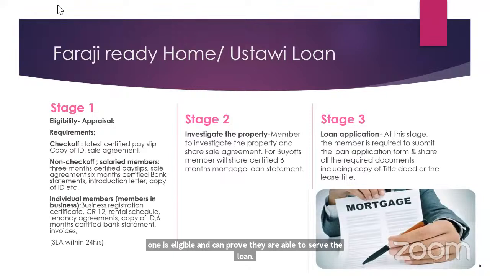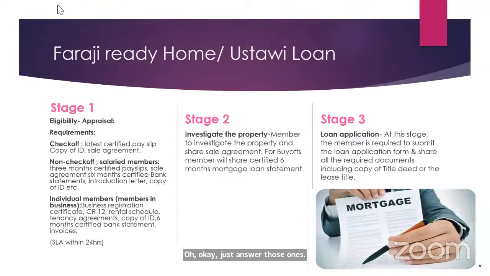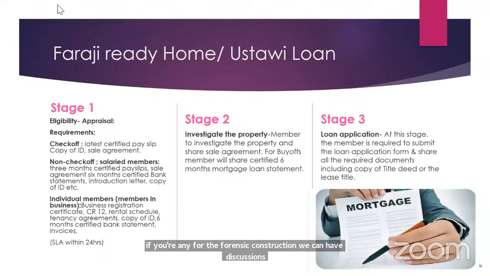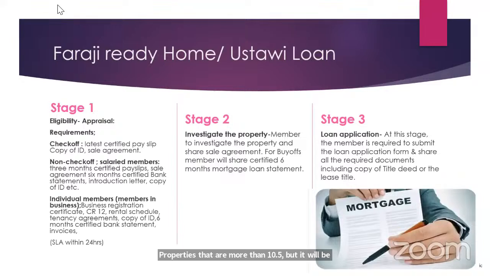Okay, I'll start with the last one. Yes, for the forager construction, we can have discussions for properties that are more than 10.5, but it will be under Ustawi. For now, we don't have Ustawi construction, but we can assess your eligibility and have this approved exceptionally. So yes, this can be done.